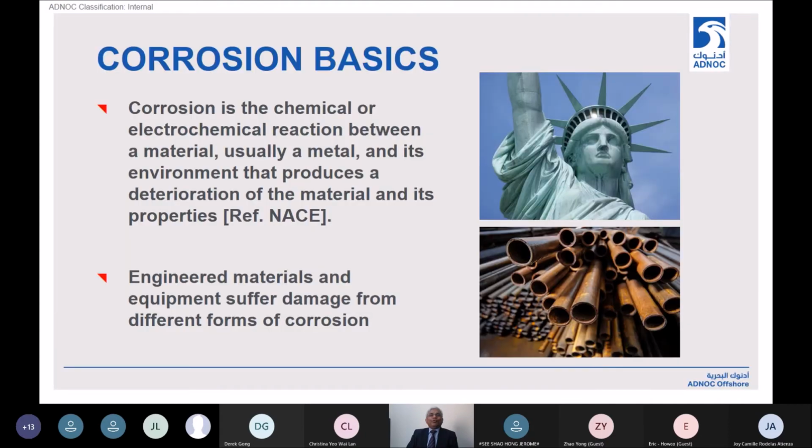Let's touch upon the corrosion basics. As you all would be familiar with, materials undergo several stages of processing before they become engineered materials, ranging from the simplest and most widely used material, probably carbon steel, among the metallic materials.